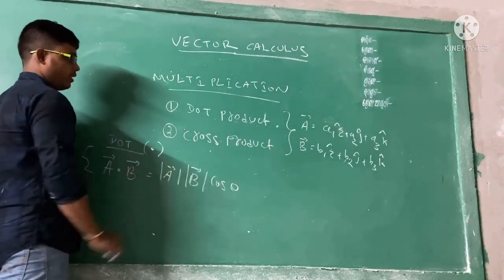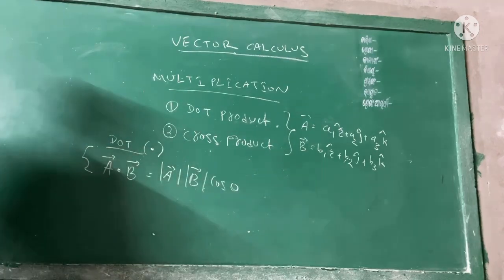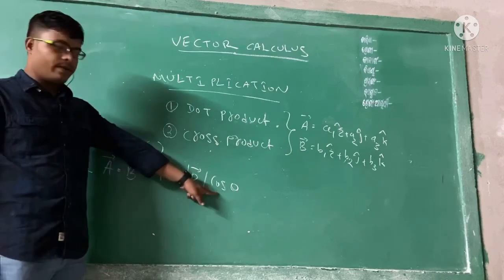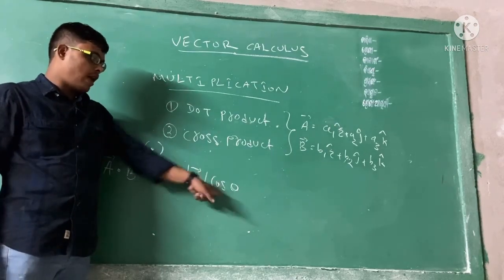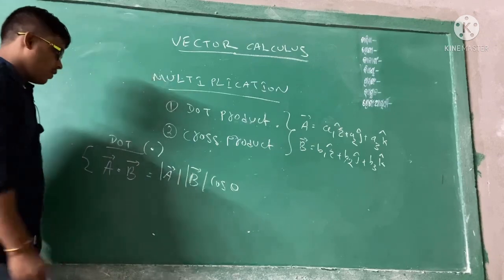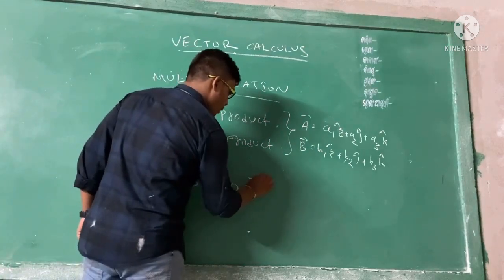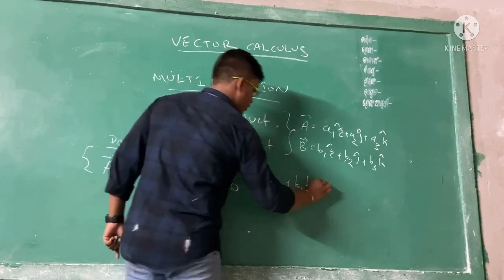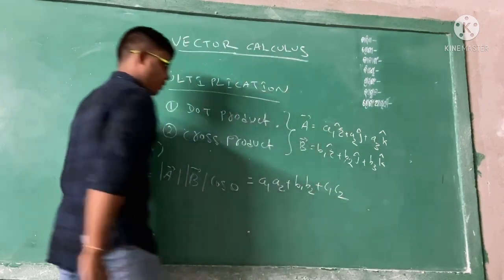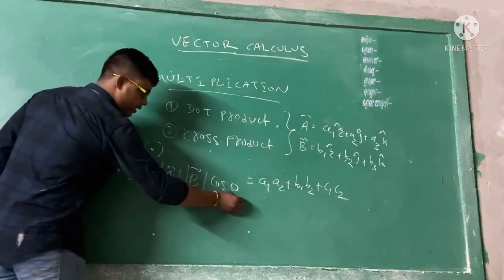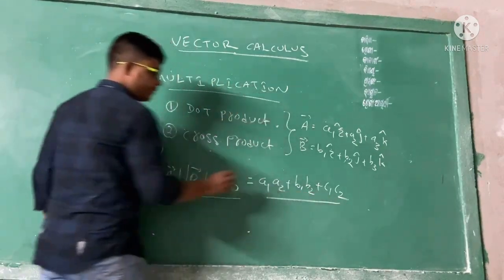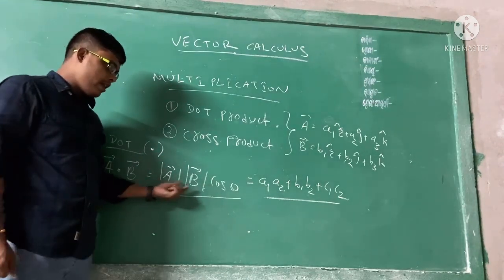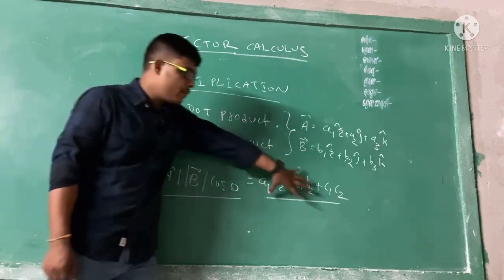A magnitude is a scalar quantity. We know it is the square root of a1 square plus a2 square plus a3 square, then b magnitude is the square root of b1 square plus b2 square plus b3 square, and then cos theta. What is theta? Theta is the angle between vector a and vector b. This is one formula. The other formula of the dot product is a1 b1 plus a2 b2 plus a3 b3.